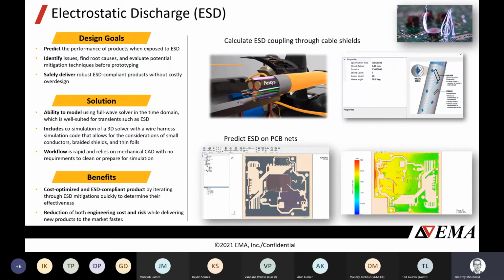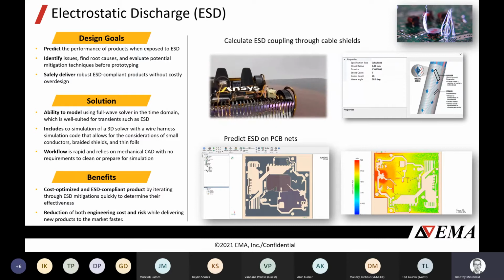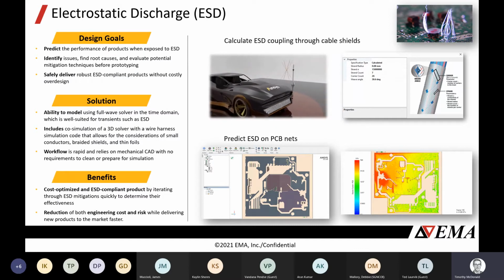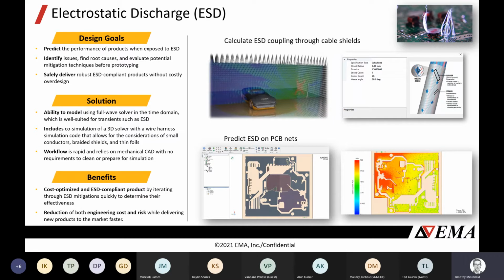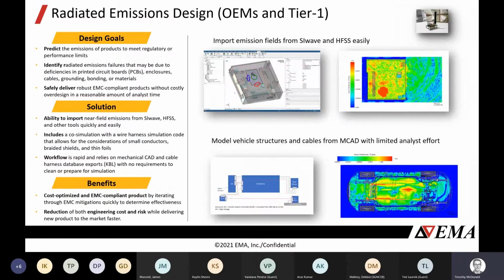So again, in vehicles, ESD is a critical requirement. If you have ESD, for example, to a touch panel in your car, that touch panel may now have a safety critical function. So that can be a big deal. Again, an important environment is radiated emissions from the vehicle. Again, we've got the ability to capture those fields from SI wave and then include those SI wave fields in the full vehicle simulation. And then also we can have radiated emissions from the cables. So we need to be able to consider the cable effects as well.